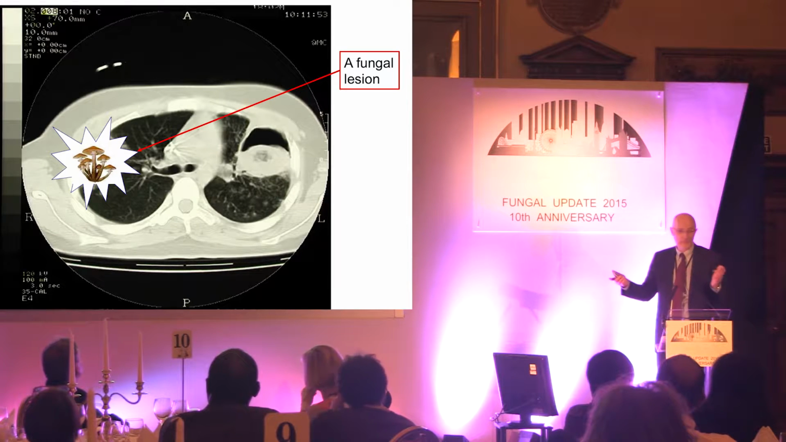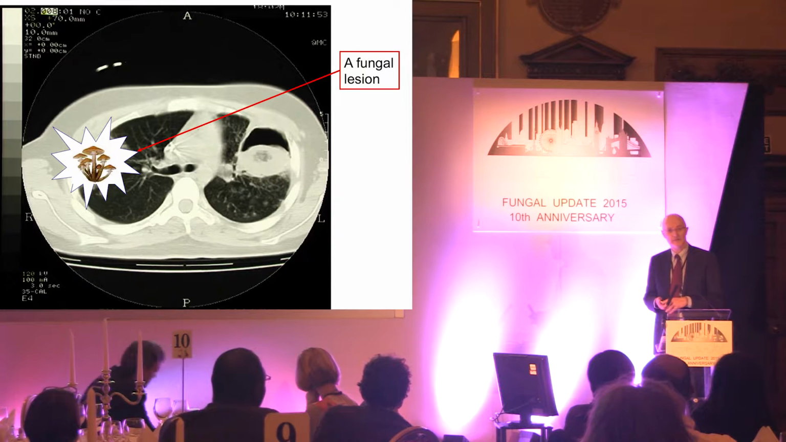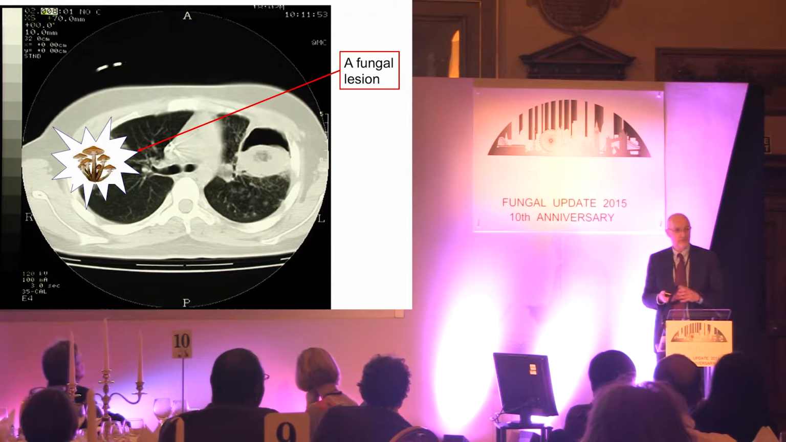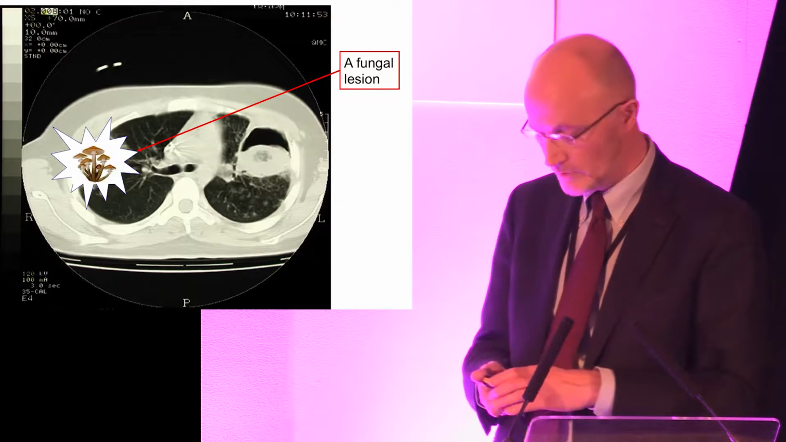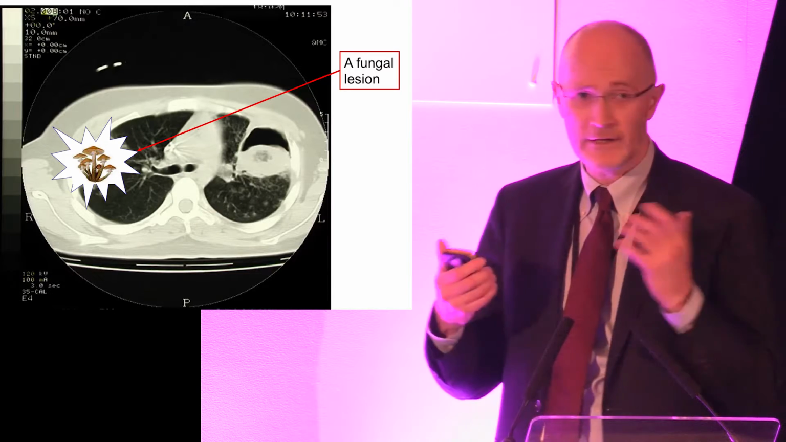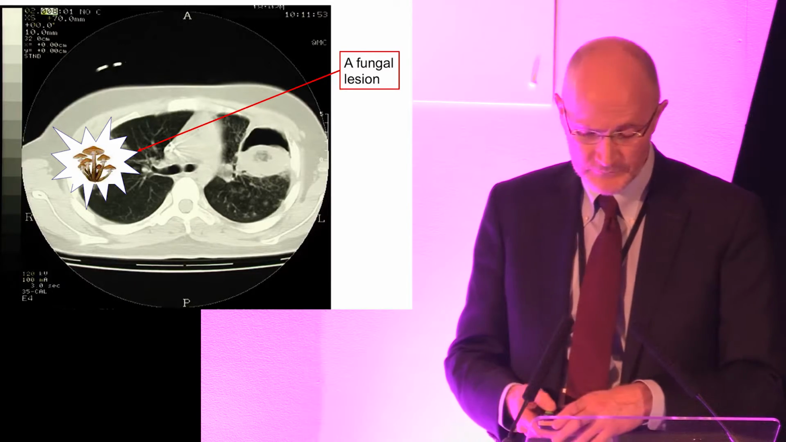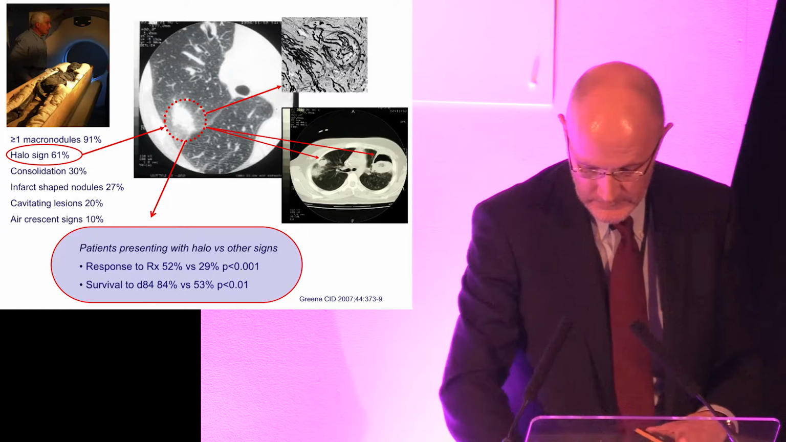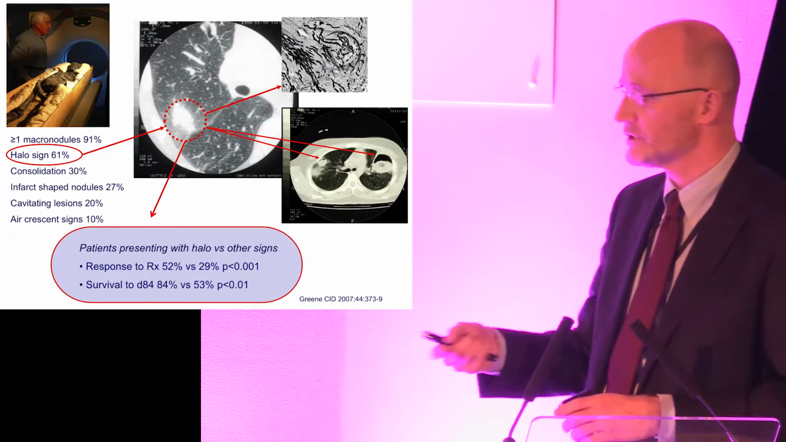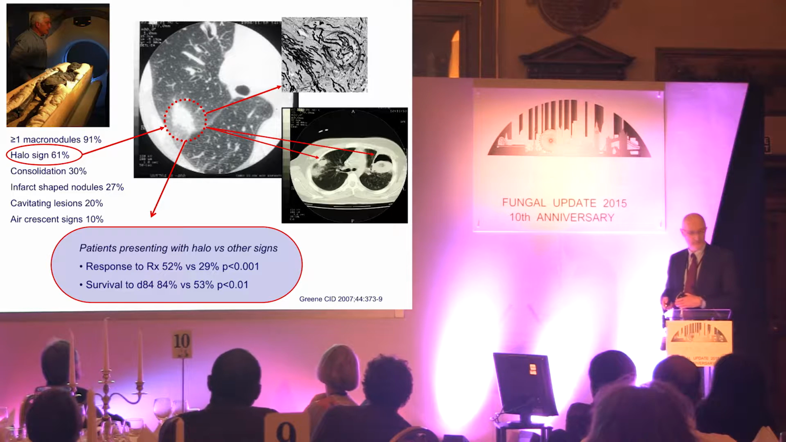So, I'm prepared to admit that radiology in the form of high-resolution CT scanning is the bedrock of our management strategy for IFD in hemonc patients. And the characteristic signs are easily recognizable to the trained eye. So this slide shows the well-known study by Green, which was an analysis of the Herbrecht's voriconazole study. And this showed that we see macronodules in 91% of the patients.